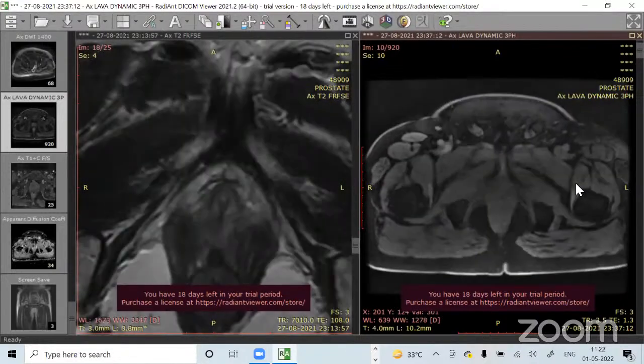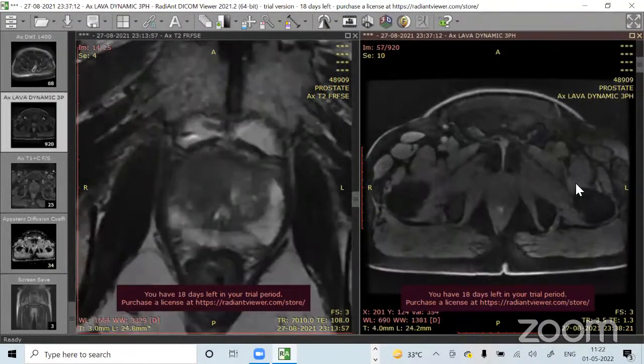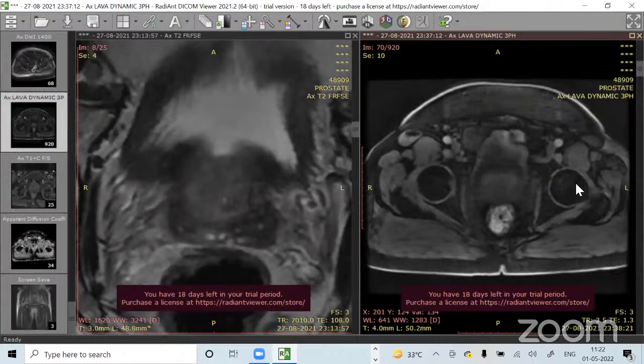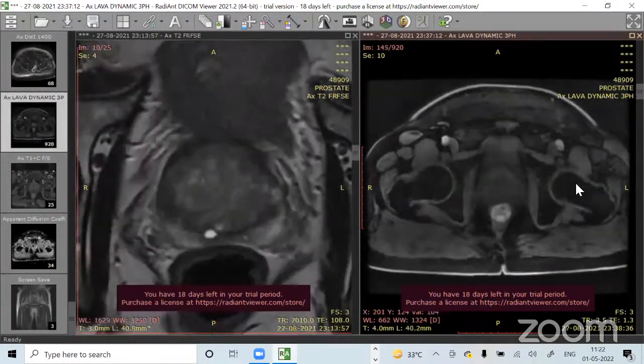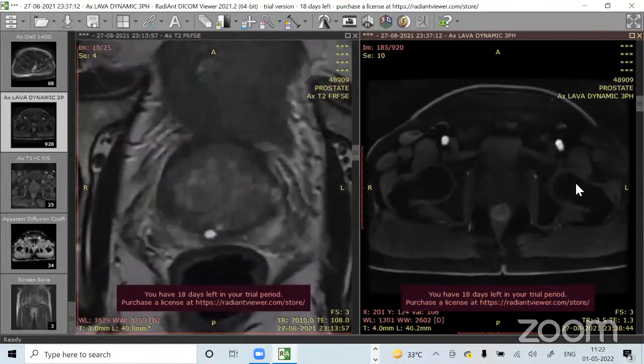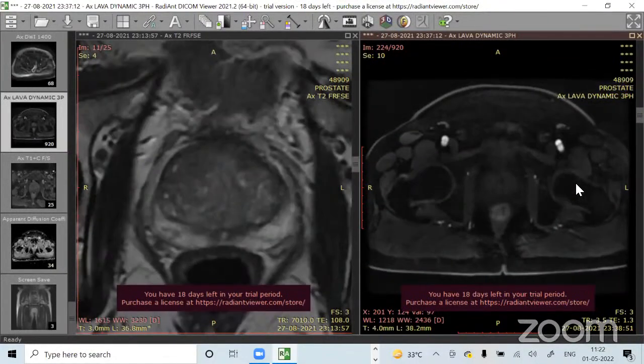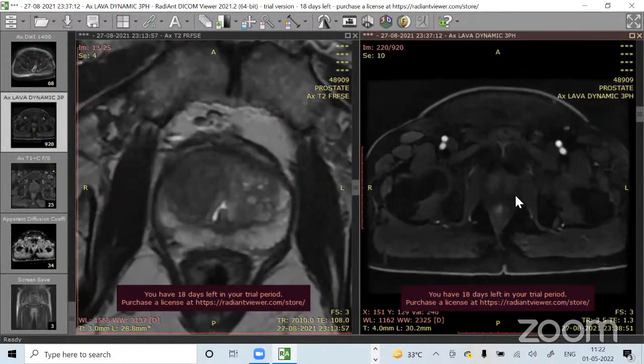These are the dynamic contrast images. On a workstation, you can draw the curves and the graphs to monitor these, but sometimes you can just scroll through the images and all these phases will keep on coming one after the other. And then you see this area is enhancing earlier as compared to the rest of the prostatic gland. But you don't have to rely on the contrast enhanced perfusion. T2 and diffusion are enough. Even if the enhancement is not there, it doesn't matter.